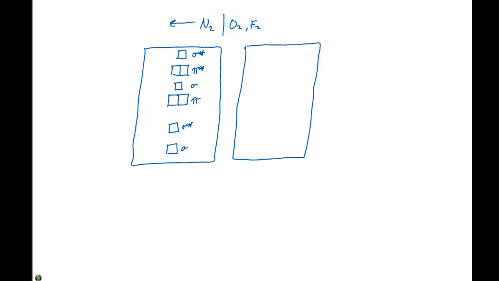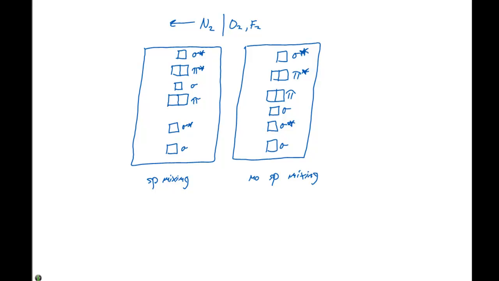Then for oxygen and fluorine, we're going to have our sigma and our sigma star, but the other sigma is going to be down here, pi, pi star, and sigma star. So these are the relative energies of that center portion of the molecular orbital diagram. And over here we have sp mixing and no sp mixing. And this is going to result in the differences of the molecular orbital diagram energies for our second row diatomic molecules.